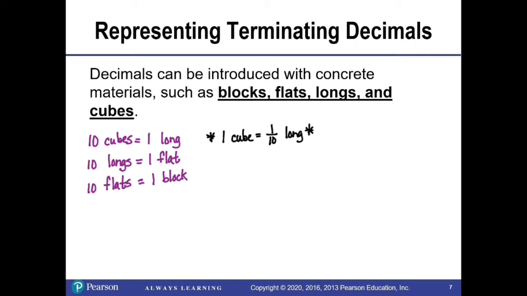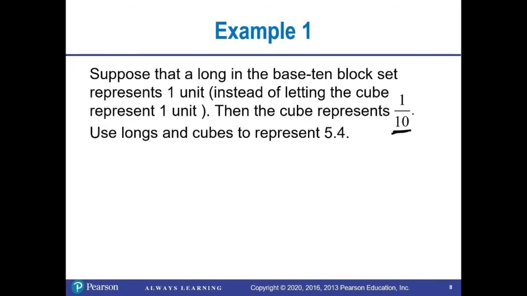There would be 1,000 cubes in a block, so 1 cube is 1/1000th of a block. Now let's suppose that a long is representing our unit. And so a cube is 1/10 of a long, so the cube would represent 1/10 of a unit, or 0.1. So if I use longs and cubes to represent 5.4, the 5 is my unit, so I would have 5 longs. The 4 is in the tenths place, and that would be 4 cubes.